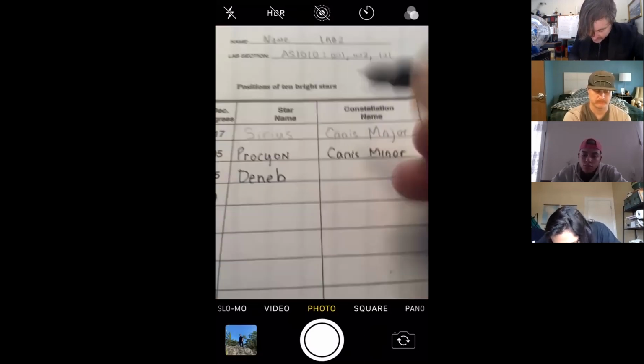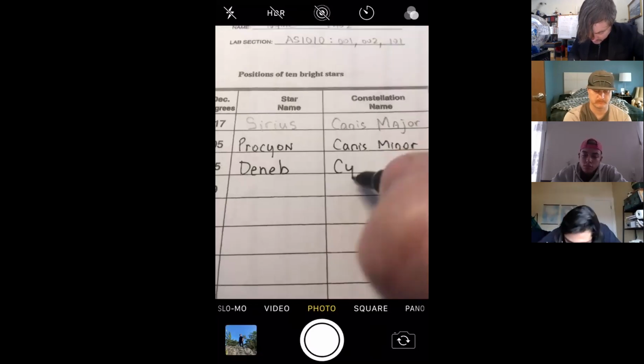This star is up in your sky tonight, by the way. Deneb is the tail of Cygnus the Swan.